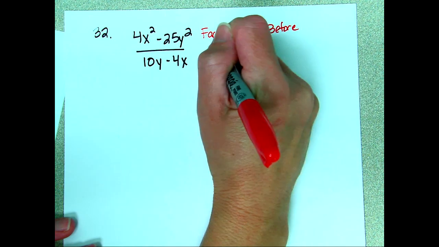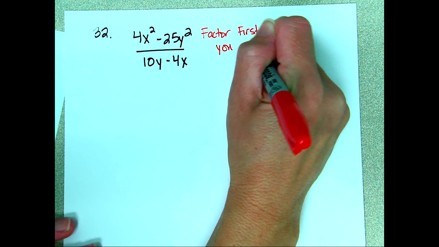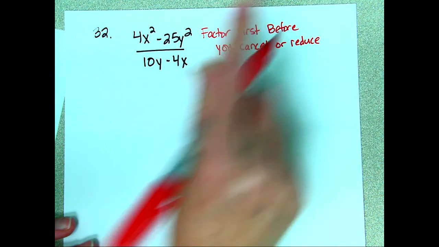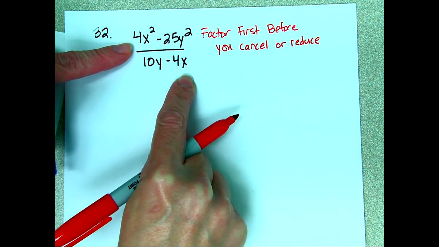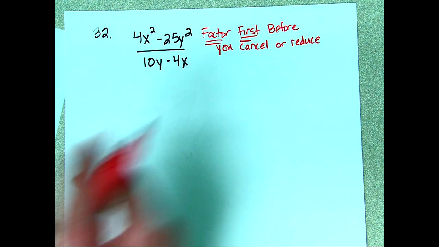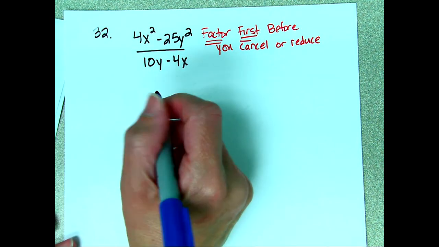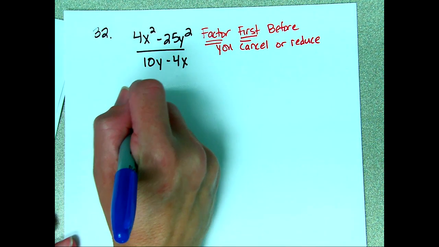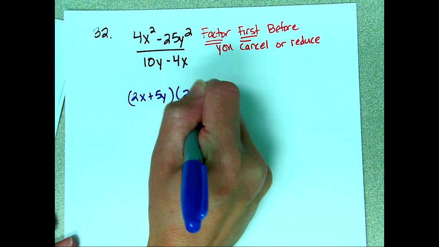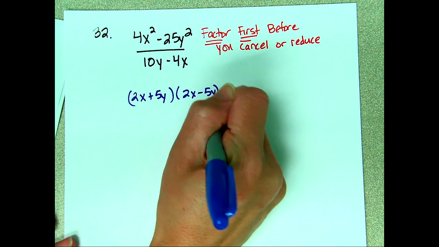So we can't cross off these 4x and the 4x squared. We can't simplify those. You have to factor first. So to factor the numerator, it's a difference of squares. We have 2x plus 5y, 2x minus 5y. And the denominator has a common factor of 2: 2 times 5y minus 2x.